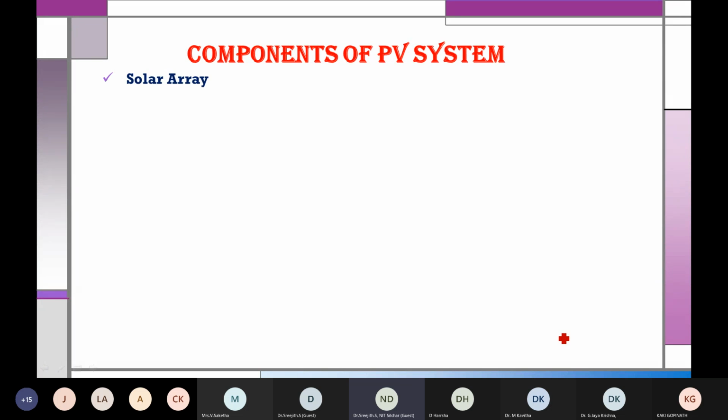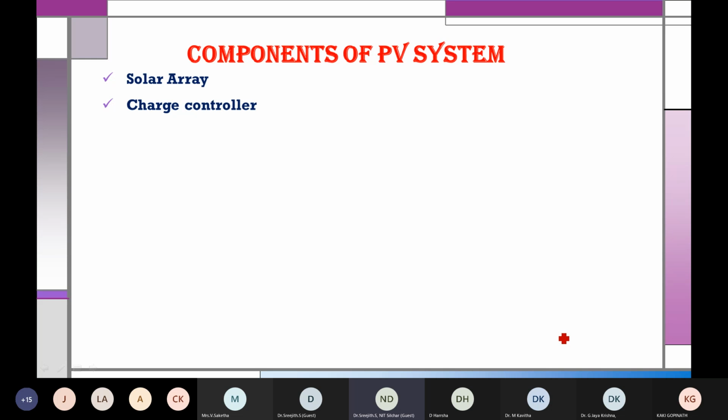Yeah, if you see the components of a solar PV power system, the solar array is the basic one, right? That is the one. Without that, other components are not needed. So, solar array, I'll just list out. Charge controller, which is used to control the charging and discharging of a battery.